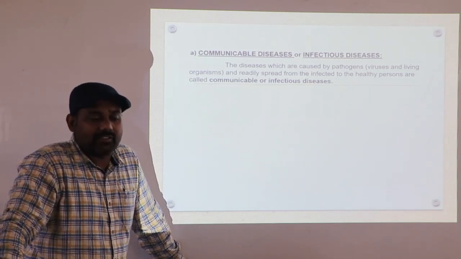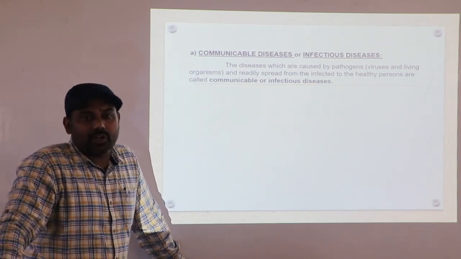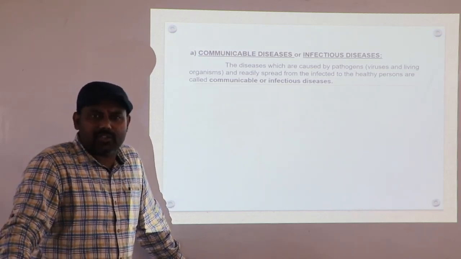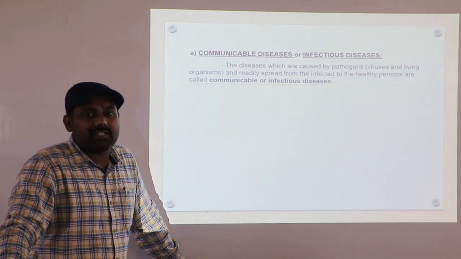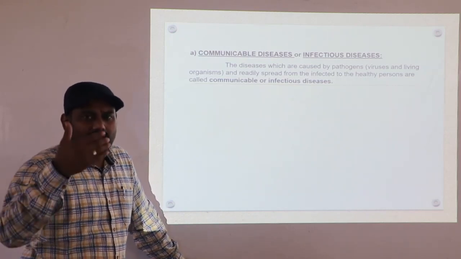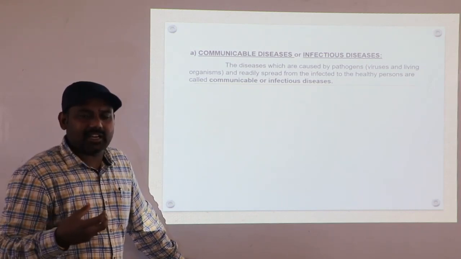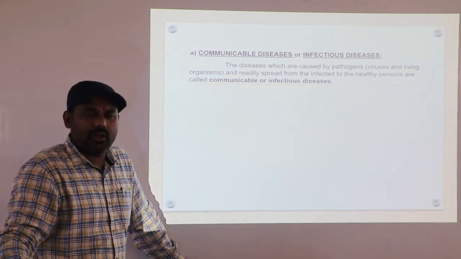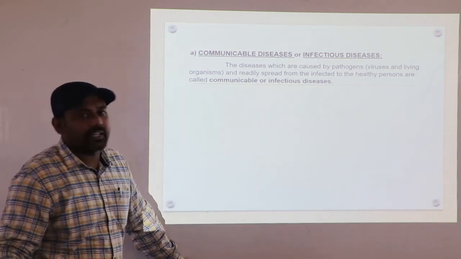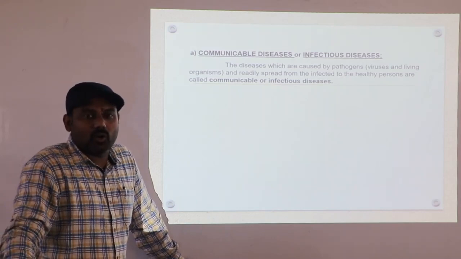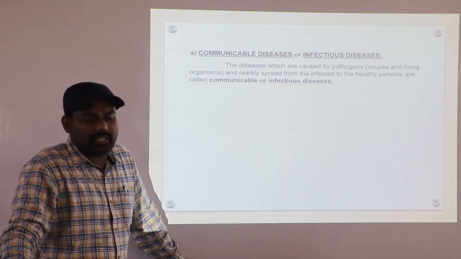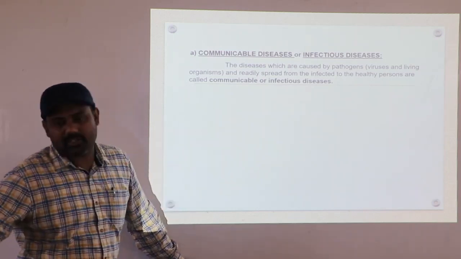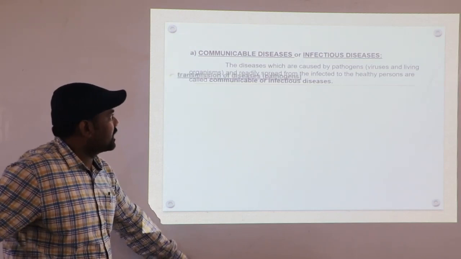Very simple. So right now the live example is corona, isn't it? If you have direct communication with the infected person, it is going to cause infection immediately. So simply called infectious diseases. Infectious diseases are the diseases which are ready to spread or easily transmit from a patient or infected person to healthy person, called communicable diseases. Say for example, common cold, typhoid, TB, that is tuberculosis, corona, etc.